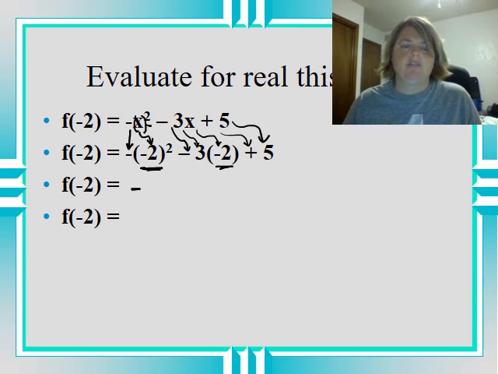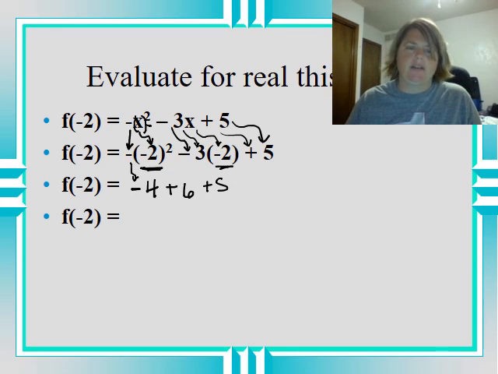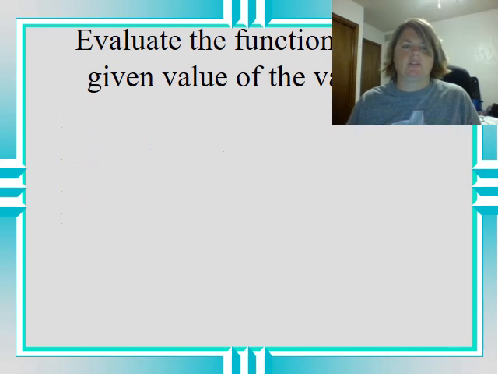So this is negative. Negative 2 squared is positive 4, so the negative is out front. Plus, negative 3 times negative 2 is positive 6, plus 5. Order of operations, add and subtract from left to right. So 2 plus 5 equals 7. And now we're winners. So now we're going to evaluate the function for the given value of the variable.